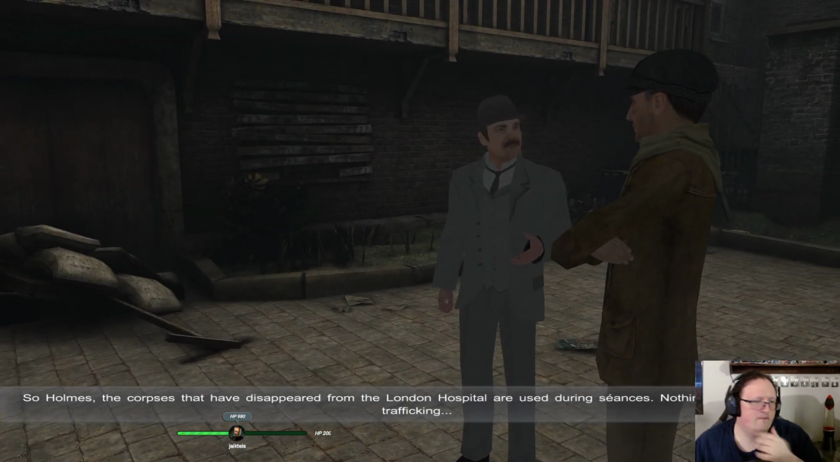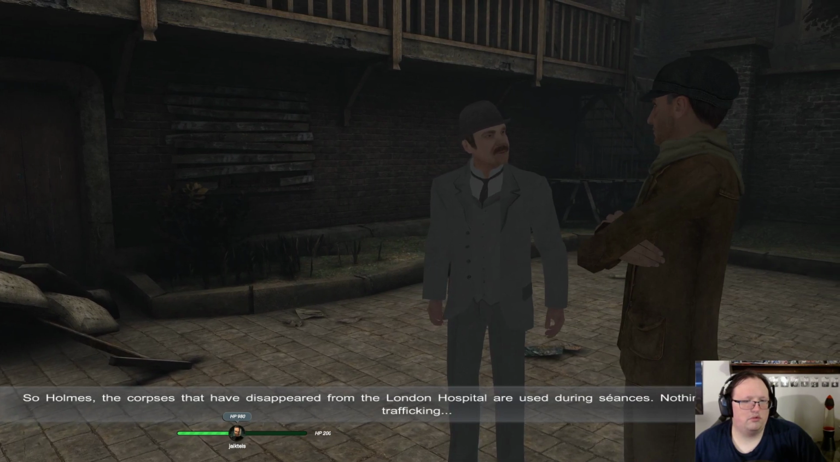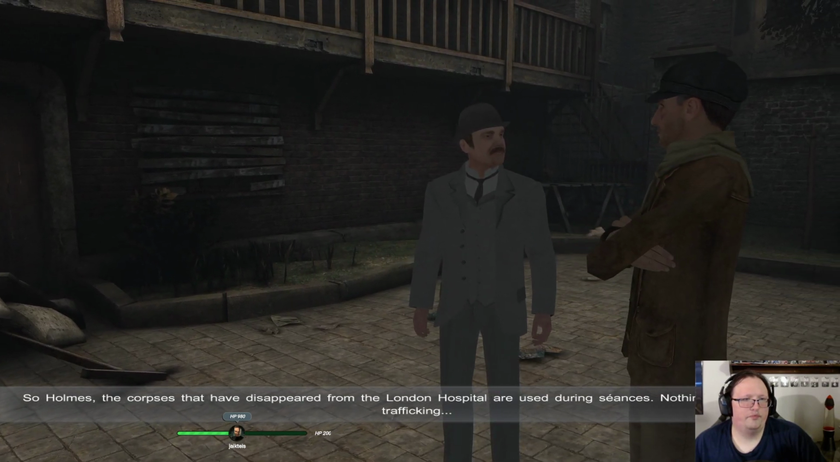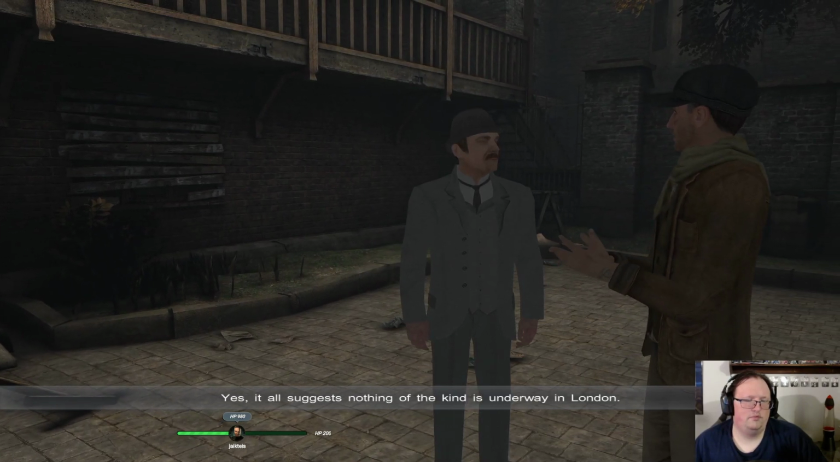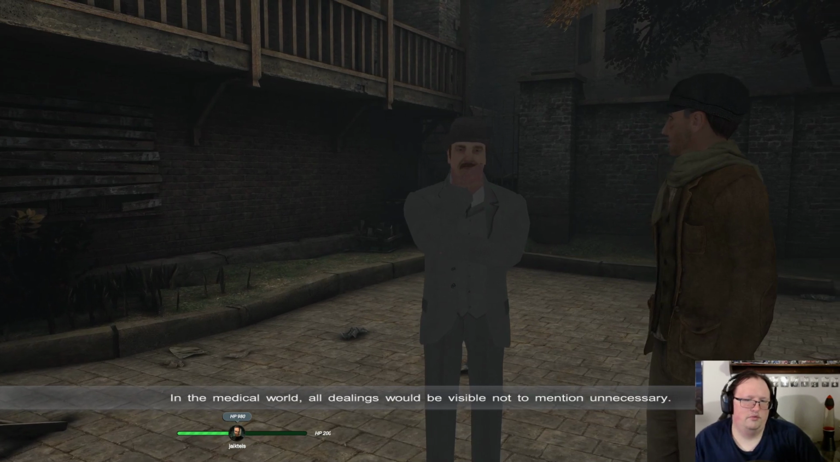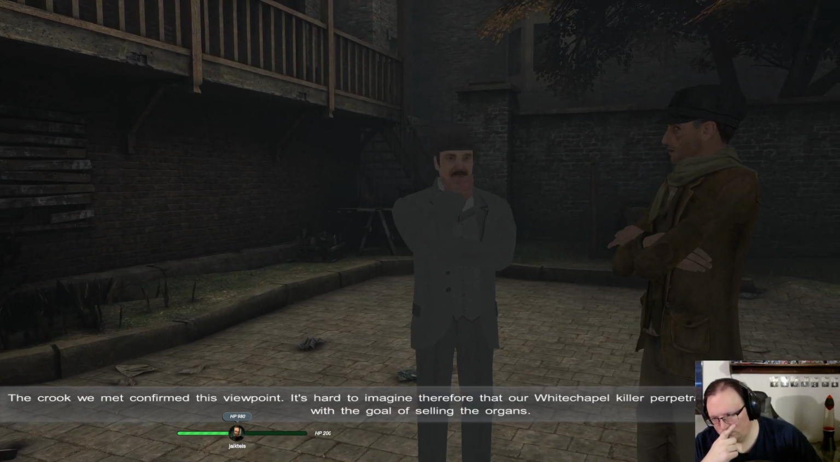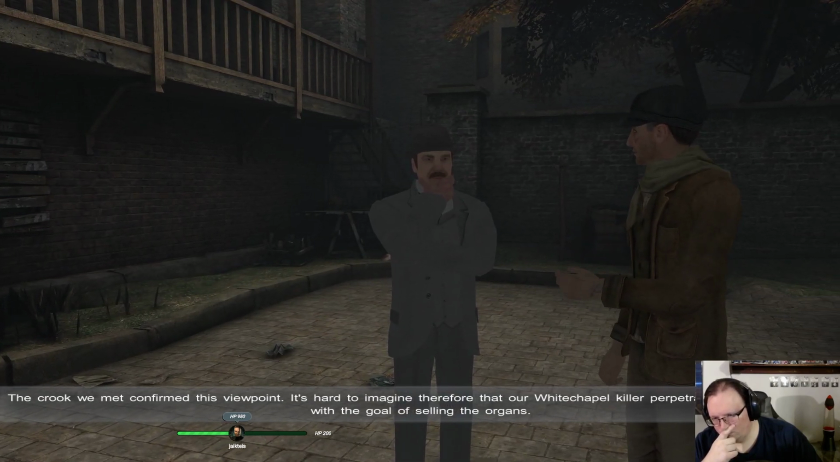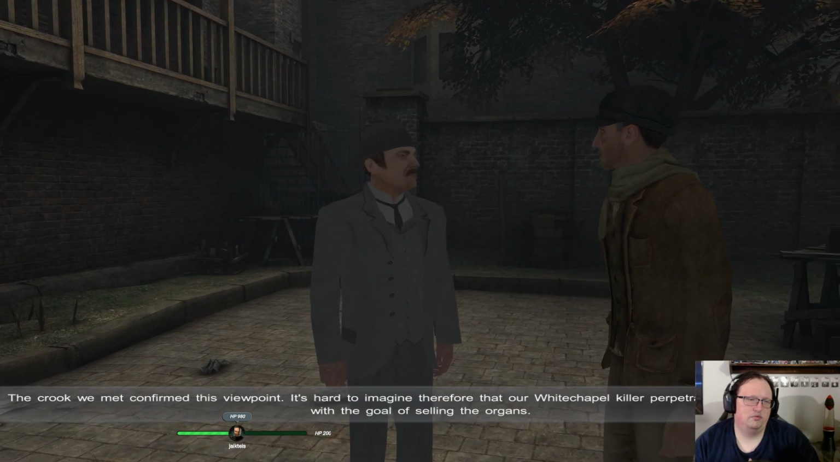So, Holmes, the corpses that have disappeared from the London hospital are used during séances. Nothing to do with organ trafficking. No. Yes, it all suggests nothing of the kind is underway in London. In the medical world, all dealings would be visible, not to mention unnecessary. The crook we met confirmed this viewpoint. It's hard to imagine, therefore, that our Whitechapel killer perpetrated these massacres with the goal of selling the organs.